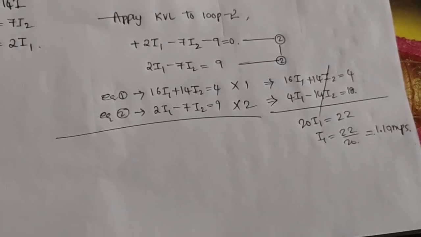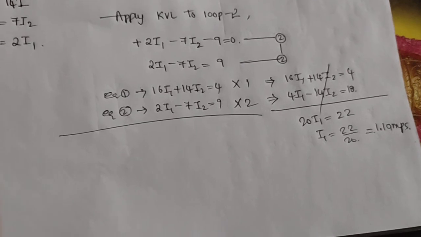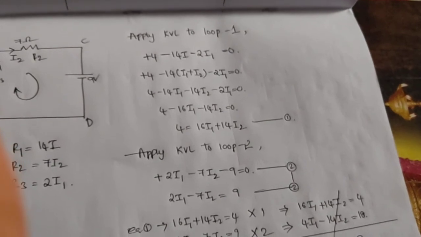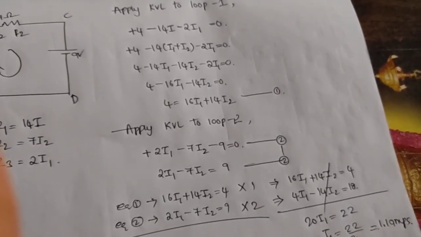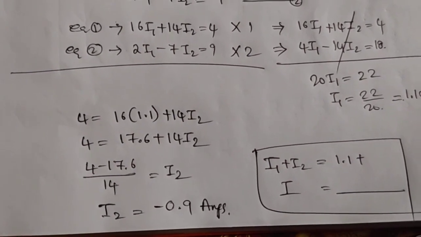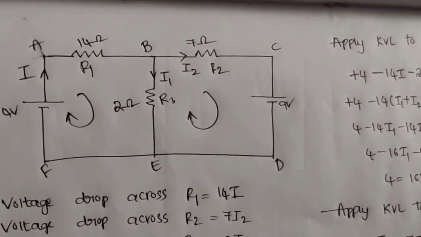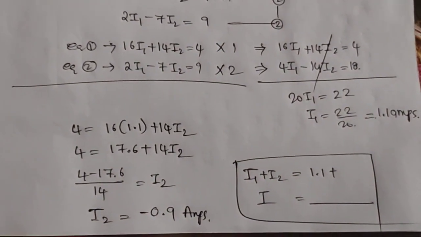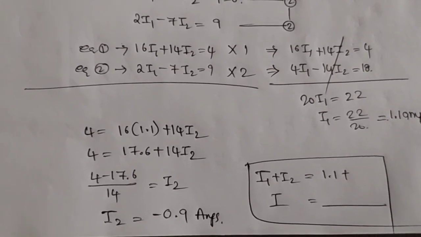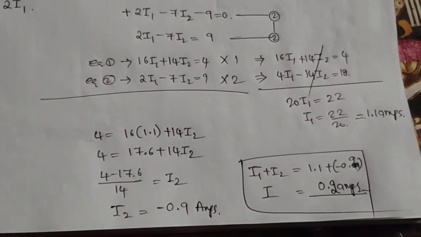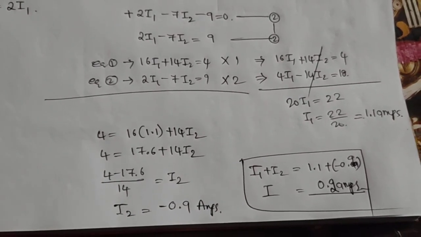Now substitute I1 in equation 1 or equation 2. Substituting in equation 1, that is 4 equals 16I1 plus 14I2, we get the I2 value, which is minus 0.9 amperes. As we know, the currents are I, I1 and I2. Now we have I1 and I2, so finding I, that means I equals I1 plus I2, which is 1.1 plus minus 0.9. So 1.1 minus 0.9 gives I equals 0.2 amps approximately.